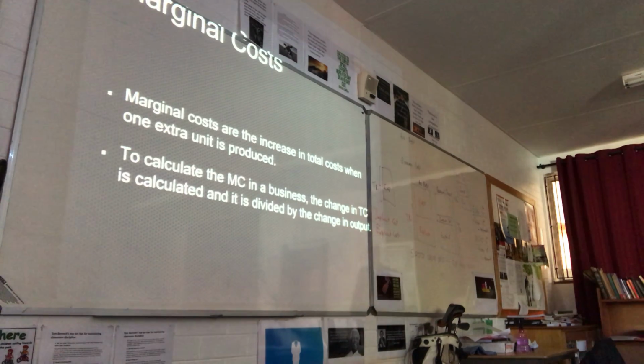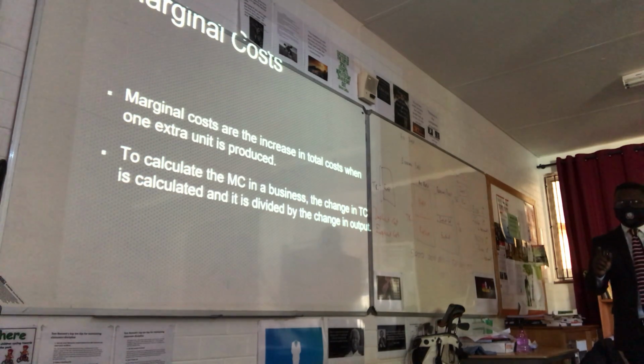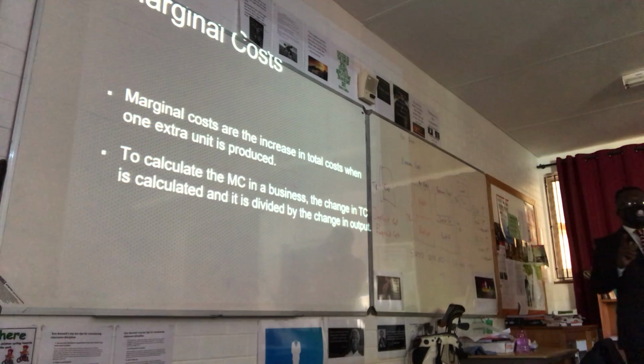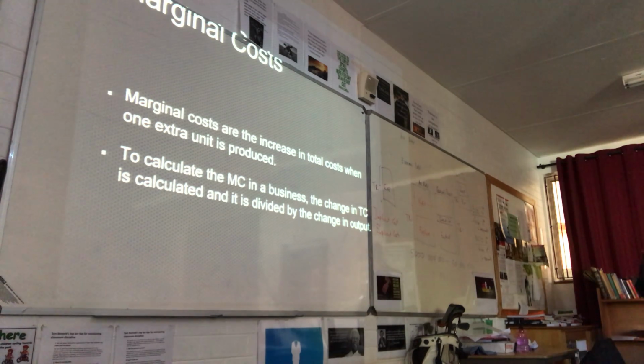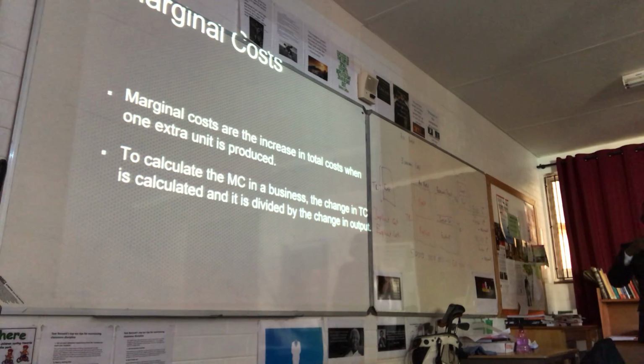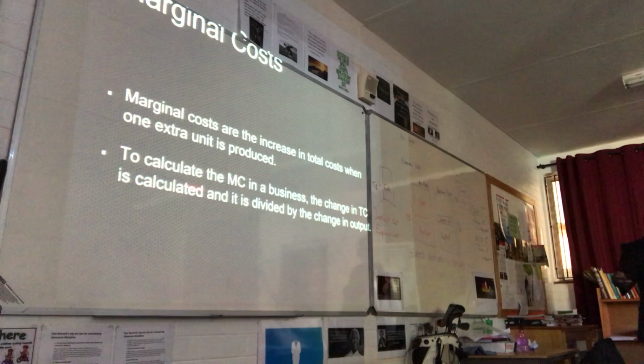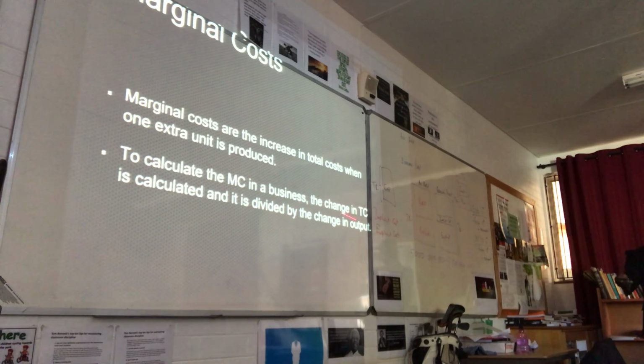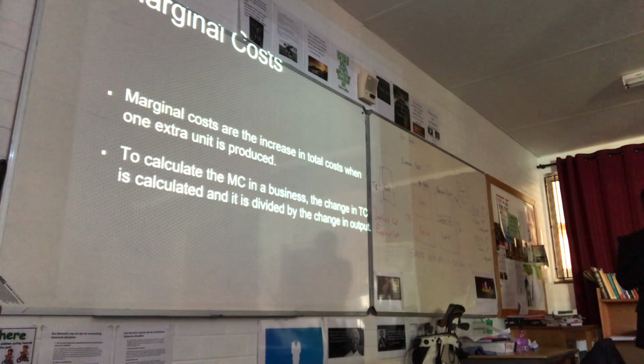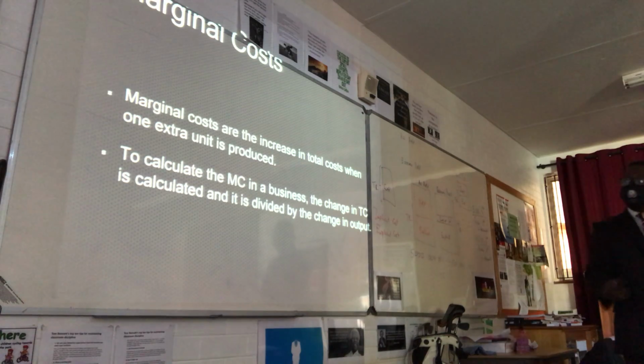Marginal costs, I'm going to go back to our assignment now. Marginal costs are the increase in total cost when one extra unit is produced. So if we produce one extra unit, that's the increase in the total cost. To calculate the marginal cost in a business, the change in total cost is calculated and divided by the change in output. And in your assignments, we've got a nice example there that we'll go over.